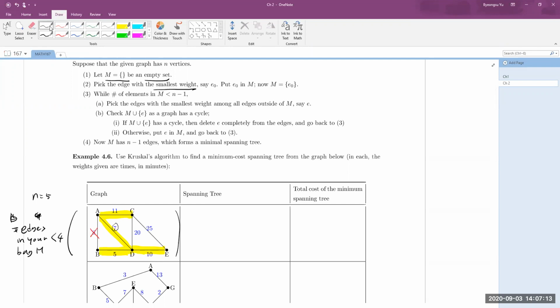So the minimum spanning tree in this case is BD, DE, AD, AC with this shape.